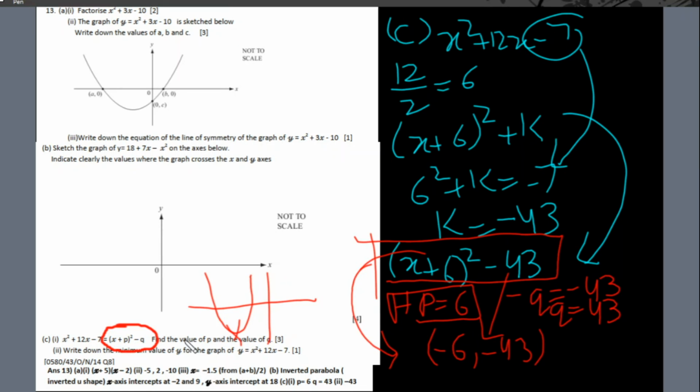The question was find the minimum value of y, not the minimum point or the turning point. So the answer should be minus 43 and not this in the form of x and y. This is the answer. The minimum value of y, not this. You may write this down and eventually write this, but in the end you will get the answer for writing minus 43. Alright, that's all.